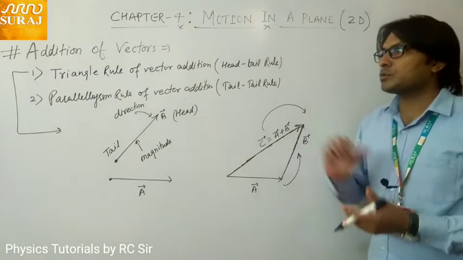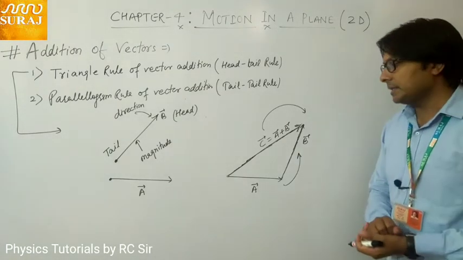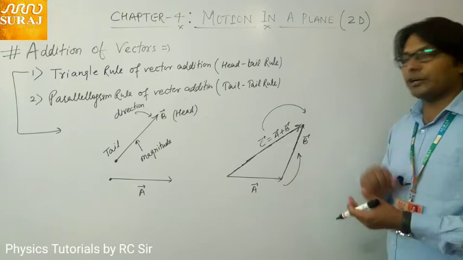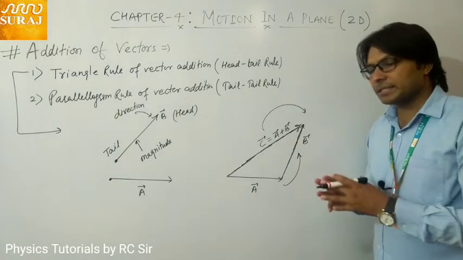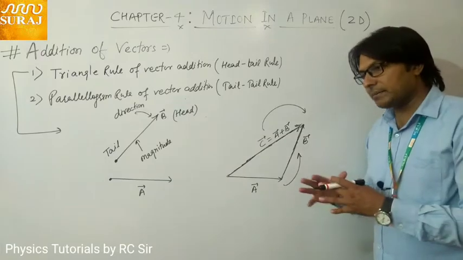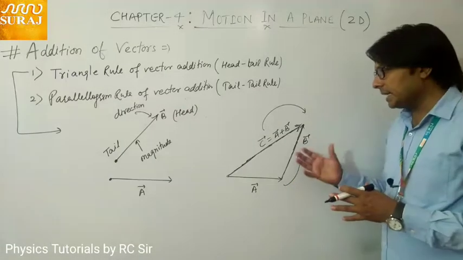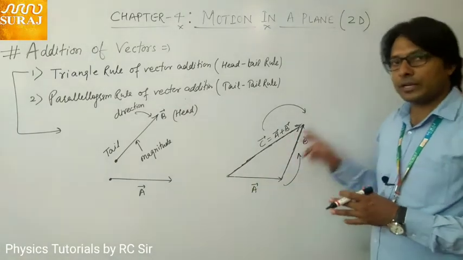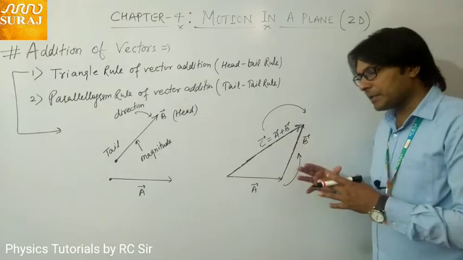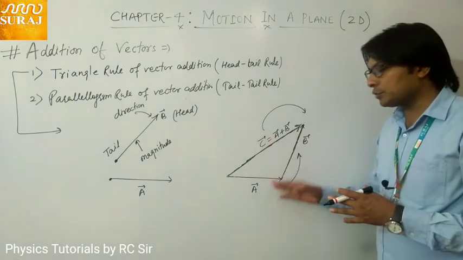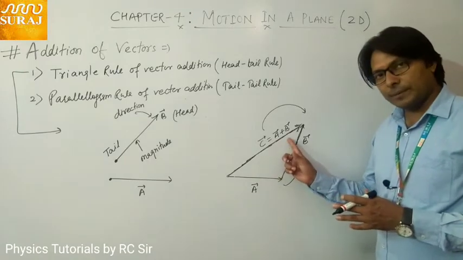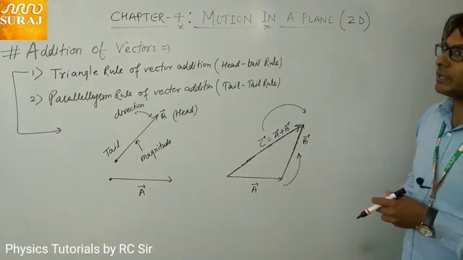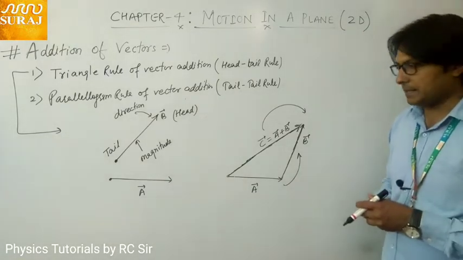So according to the triangle rule of vector addition, if two sides of a triangle represent the two vectors in their magnitude and direction, then the third side of the triangle will represent the resultant of these two vectors but in opposite direction. Okay, so that is the triangle rule of vector addition.